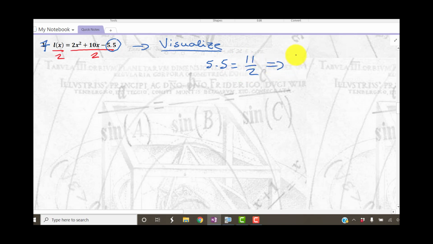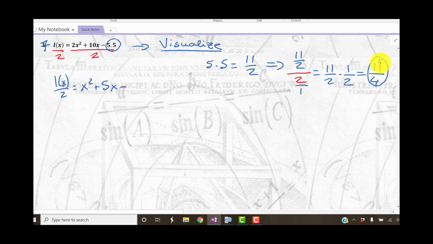So what happens when you divide 5.5 by 2? Or what happens when you divide 11 over 2 by 2? Well, that's simple. 11 over 2 divided by 2 is the same as multiplying by 1/2. So that's 11 over 4. Okay? So what do I have? On the left, L of x over 2. On the right, x squared plus 5x minus 11 over 4. Okay, let's complete the square.